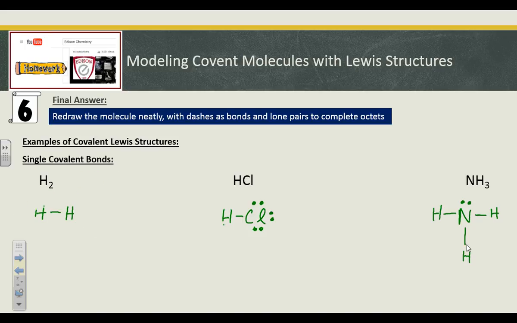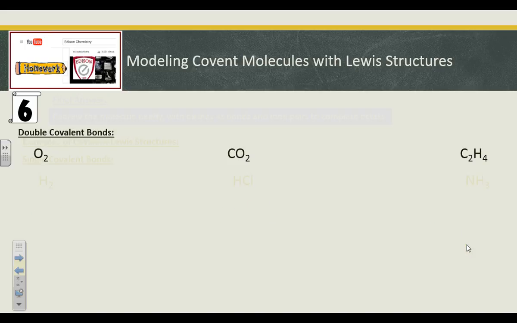So that was simple single covalent bonds. These electrons are being shared between the two atoms, which is why we draw a solid line in this scenario. Let's see some double covalent bonds.